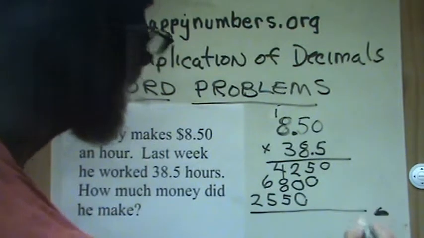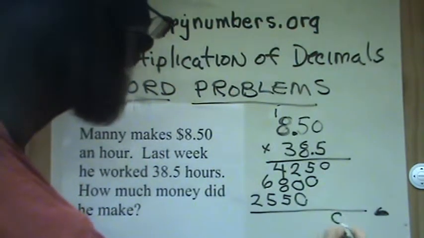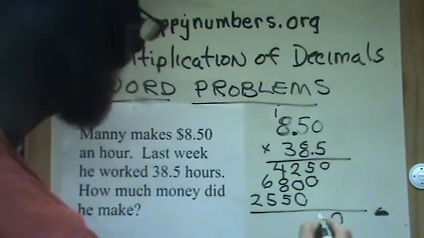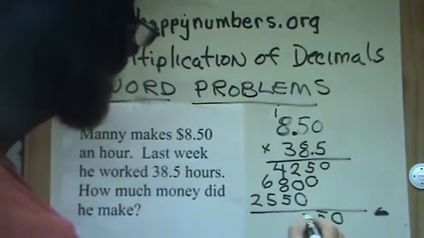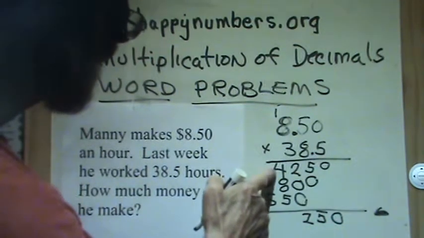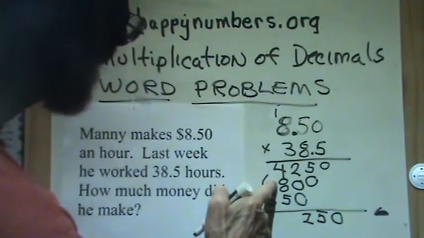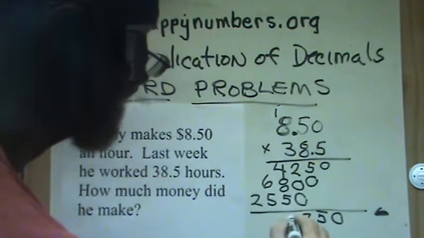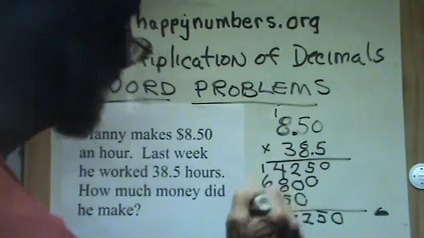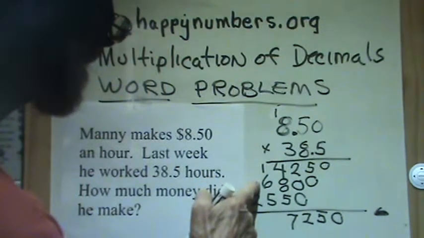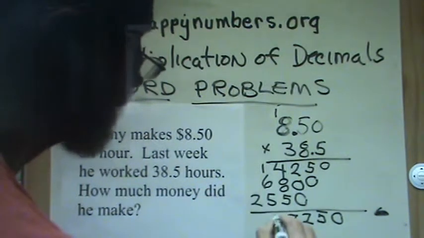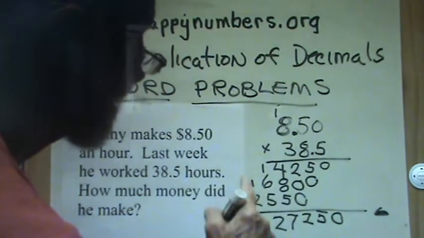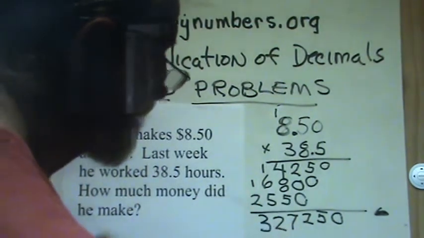Okay, now I add. It'll be 0, 5, 2, 4 and 8 is 12, and 12 and 5 is 17. Carry the 1. 1 and 6 is 7. 7 and 5 is 12. Put down the 2. Carry the 1. 1 and 2 is 3.